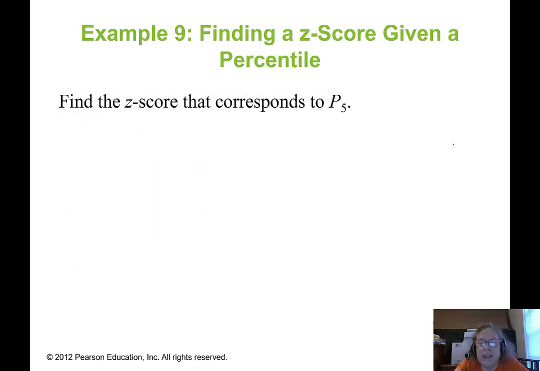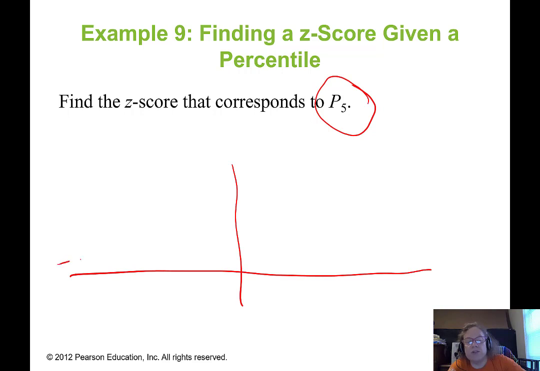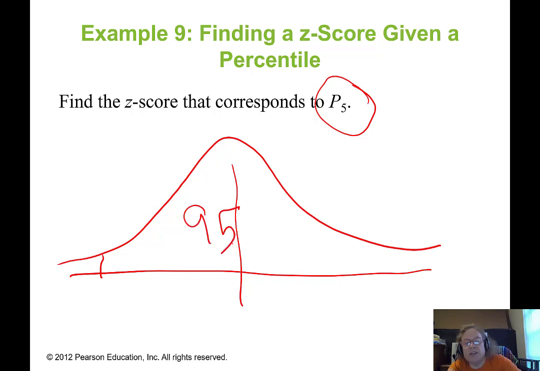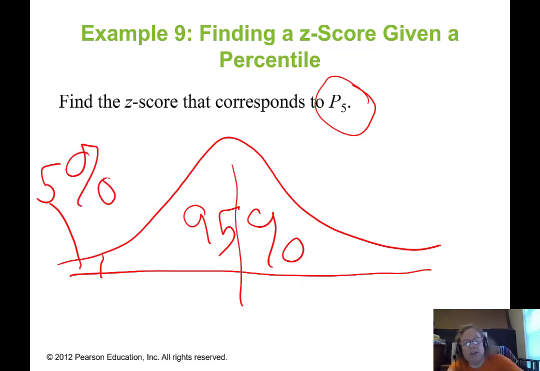All right, now you may not remember this, but when we went over percentiles, we talked about the 5th percentile. So let's look at the standard normal distribution and see what that really means. If you're in the 5th percentile, that means you've got 95% of the probability above you and 5% of the probability below you. So what we're really looking for is the z-score such that 0.05 is the cumulative area below that z-score. And there we go.